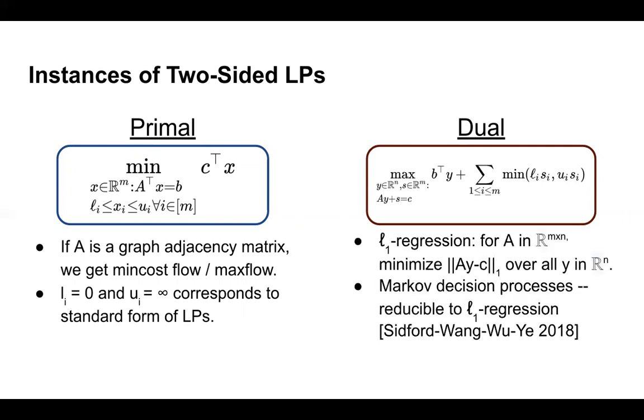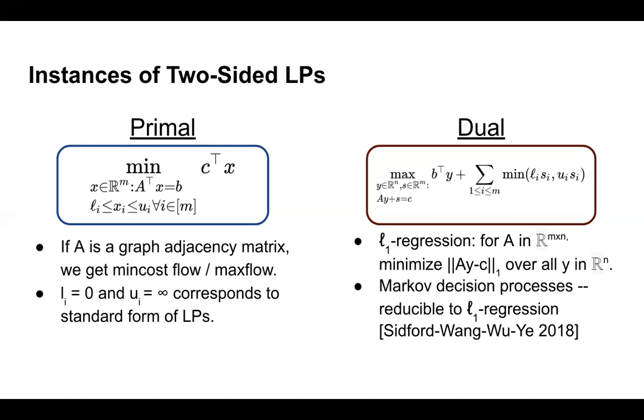On the dual side, this actually captures the problem of L1 regression in the following way. Imagine we take b equals 0, so the b transpose y term is gone, and we take l_i to be -1 and u_i to be 1. Then the min of l_i s_i, u_i s_i becomes negative of the absolute value of s_i. s equals c minus Ay, so we just get the L1 norm of Ay minus c. So at a high level, this min of l_i s_i, u_i s_i really is just like a shifted absolute value function.